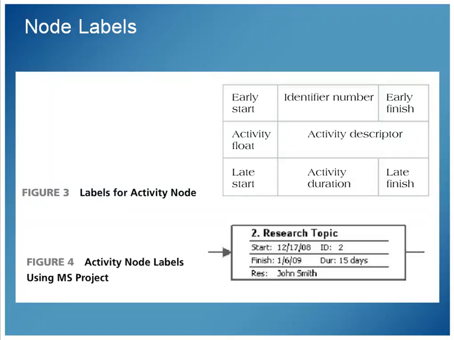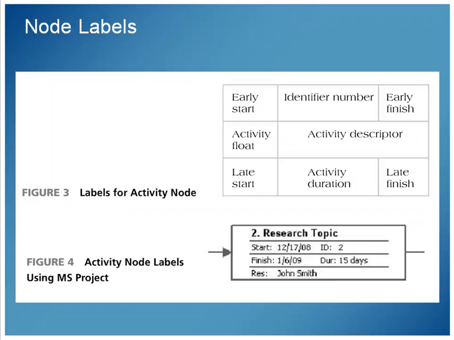Early start, identifier number, and early finish across the top. In the middle, we've got something called the float, and then a descriptor of the activity, what this activity is. And then we have late start, activity duration, and late finish. Now the position doesn't have to be upper left, upper right, and so on, but inside the node you have to do those things. So you can see there's an example there.